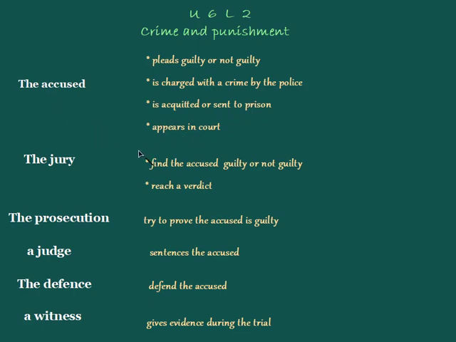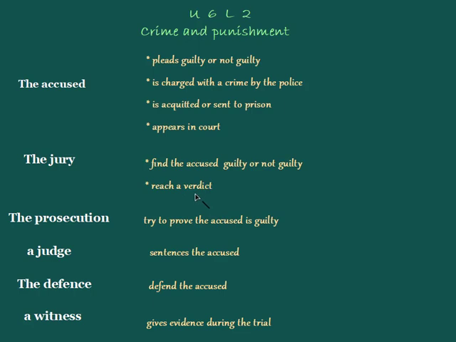So in your exercise in your book, page 50, you can find exercise number 1, how to match the people with the actions they can do in the court. Let's go to the jury. The jury find the accused guilty or not guilty, and the jury can reach a verdict. And here we can say that, by the way, verdict means the official decision of the case in a court. So the jury, they are people who can reach a verdict or who can decide the official decision.